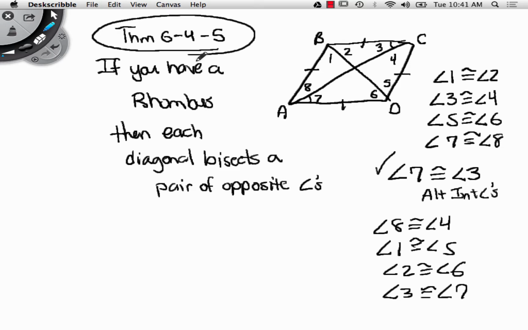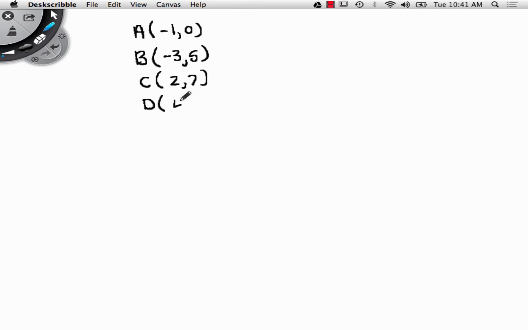Okay, so here's what we want to do. I've got some ordered pairs. Let's say A is located at -1, 0. B is located at -3, 5. C is located at 2, 7. And D is at 4, 2.